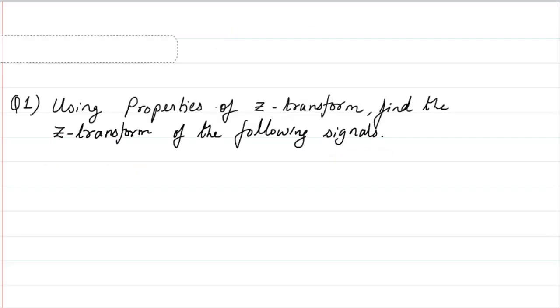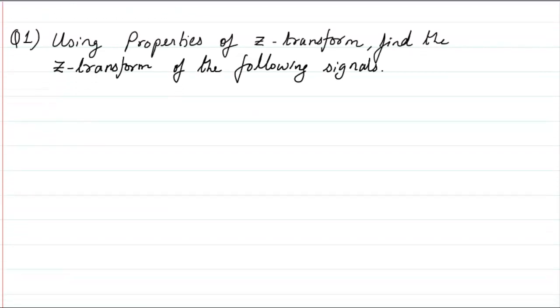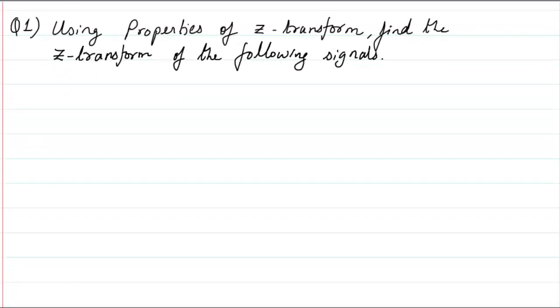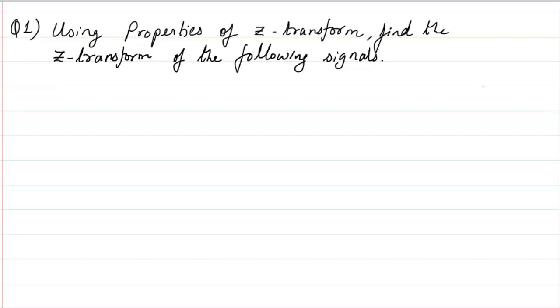Hello students, next let us look into some of the numericals using properties of Z transform. So using properties of Z transform, find the Z transform of the following signals. So we first start with x of n is equal to u of minus n. Now how do we solve this?